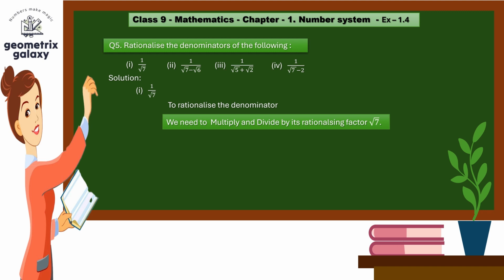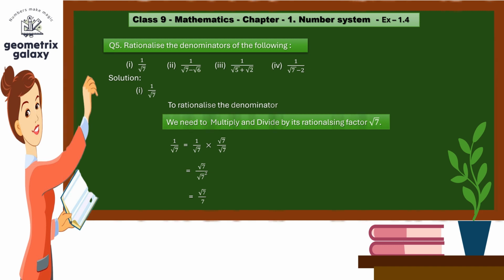Now 1 by root 7. The rationalizing factor is root 7. So multiply and divide by root 7. So what's your answer? Root 7 by root 7 square. That is root 7 by 7.